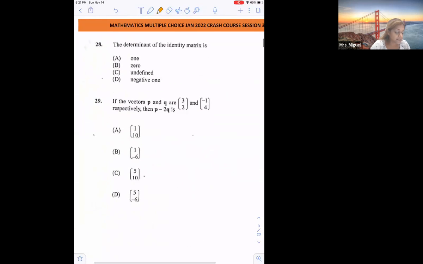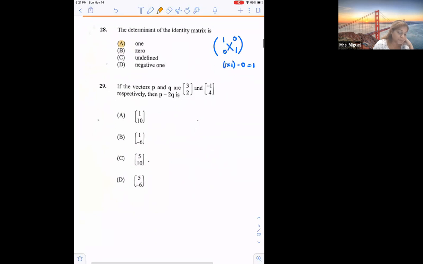The determinant of the identity matrix is, the identity matrix is 1, 0, 0, 1. And the determinant is found when you cross opposite ends of the diagonal. So it is 1 multiplied by 1 minus 0, which is 1. So the determinant of the identity matrix is 1.